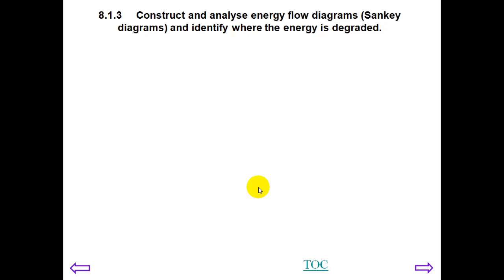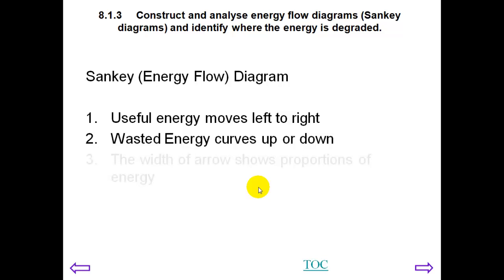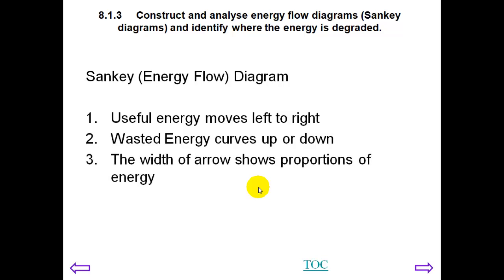We have to be able to construct and analyse Sankey diagrams. So, 3 main features of a Sankey diagram. The first one is the useful energy moves from left to right. Second point, wasted energy on the journey moves up or down and does not go to the right. Third point, the width of the arrows in the Sankey diagram show the proportions of the energy.